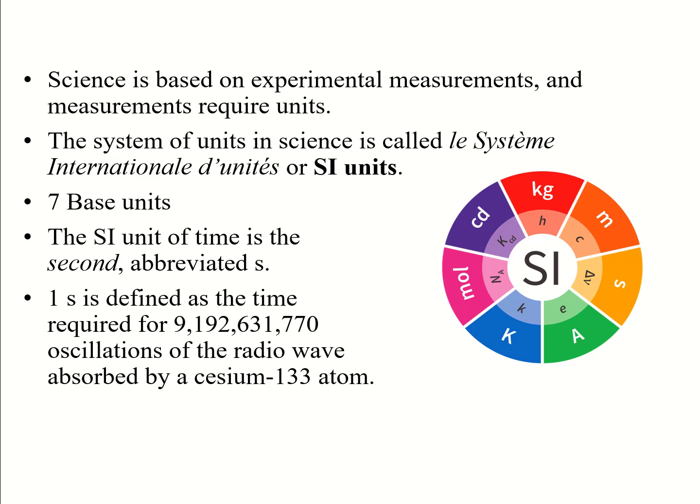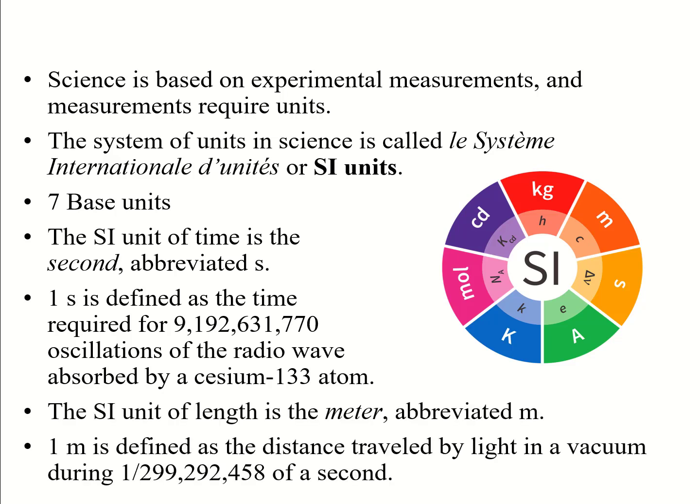Some of the big ones that we've already touched on is the unit of time, which is the second. It's abbreviated with S. You're probably very familiar with this. You know how to tell time. But the definition for a second is: 1 second is defined as the time required for that huge number of oscillations of a radio wave absorbed by a cesium-133 atom in a certain transition. You are not expected to understand any of the atomic physics involved in that or the timekeeping, but there is a rigorous definition of what the second is, and not only that, how to measure it.